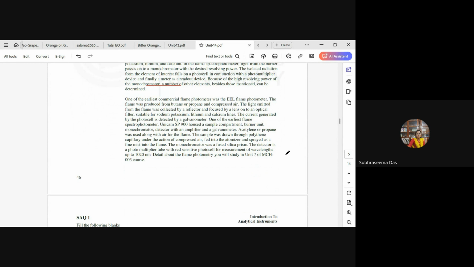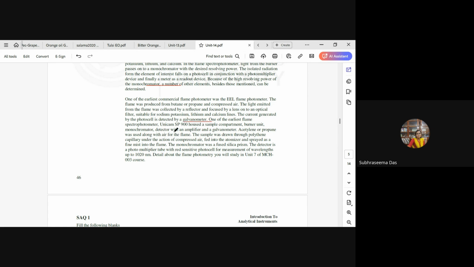One of the earliest commercial flame photometers was the EEL flame photometer. The flame was produced from butane or propane and compressed air. The light emitted from the flame was collected by a reflector and focused by a lens to an optical filter suitable for sodium, potassium, lithium, and calcium lines. The current generated by the photocell was detected by a galvanometer.